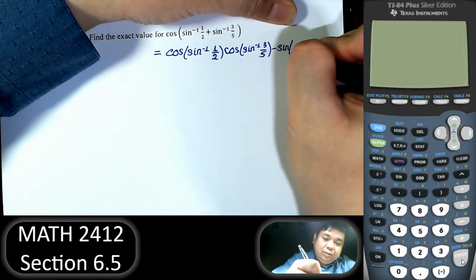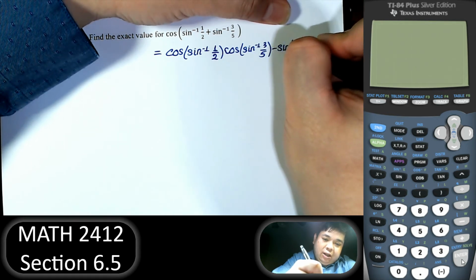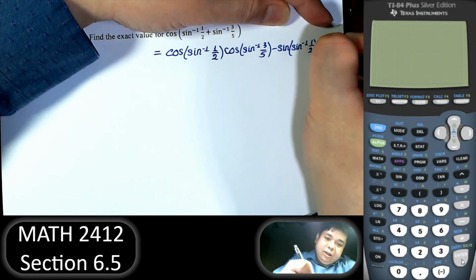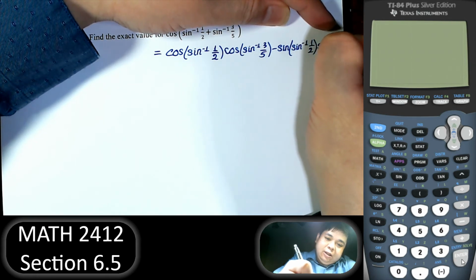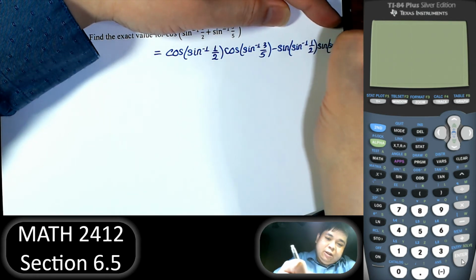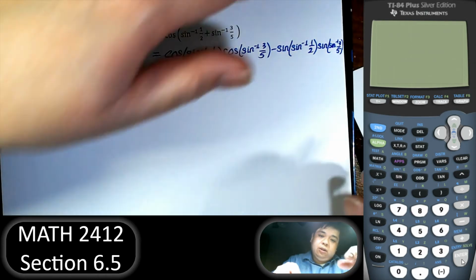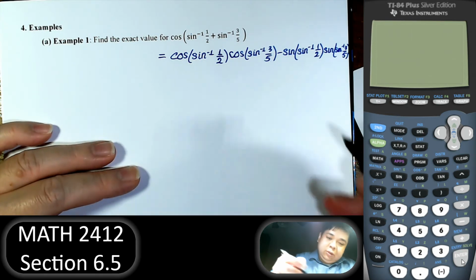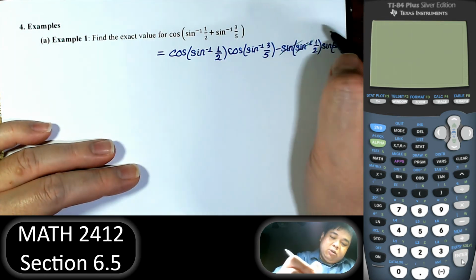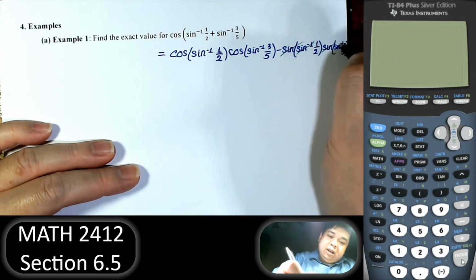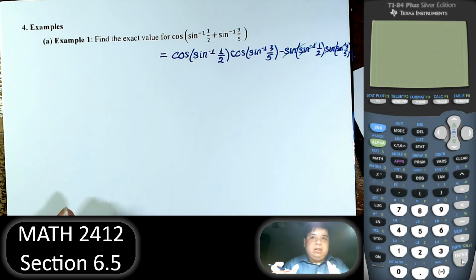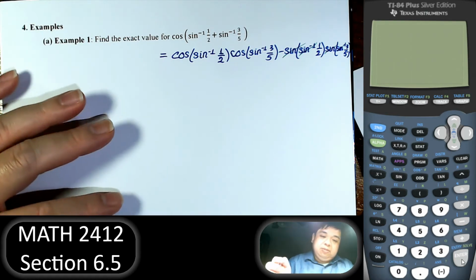Sine of sine inverse of 1/2 and sine inverse of 3/5. Sine and sine inverse cancel out, that is 1/2. Sine and sine inverse cancel out of 3/5. Okay. The function cancels the inverse if it is defined.